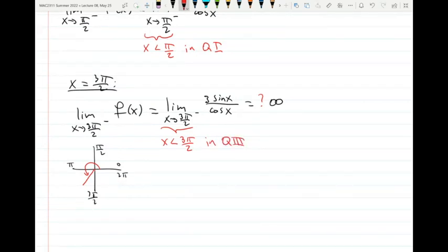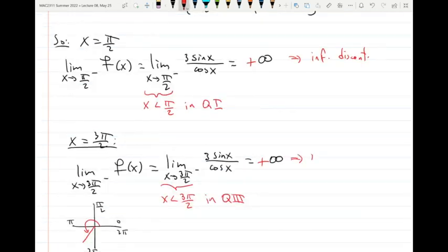So this is in quadrant 3. What do you know about sine in quadrant 3? Negative. What about cosine in quadrant 3? Negative. So negative divided by negative is positive, and 3 is positive, so the whole thing is positive. So positive infinity. Also, you can say the top is negative 3 and the bottom is approaching 0 through negative numbers, so negative over negative is positive. Many ways to think about it. The moral of the story is that we also got an infinite discontinuity here.